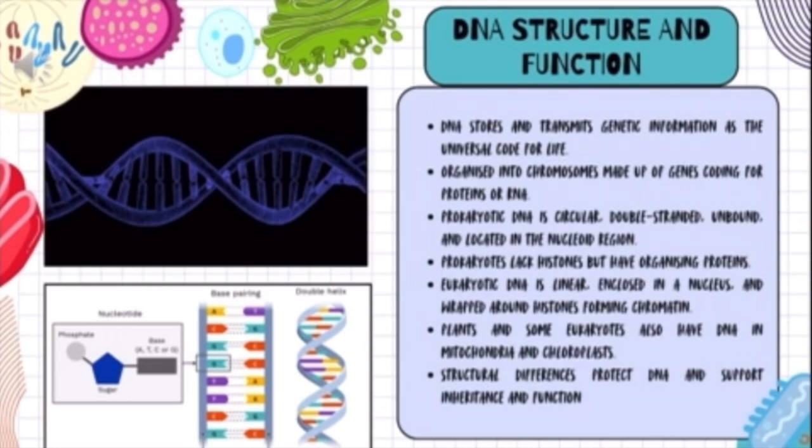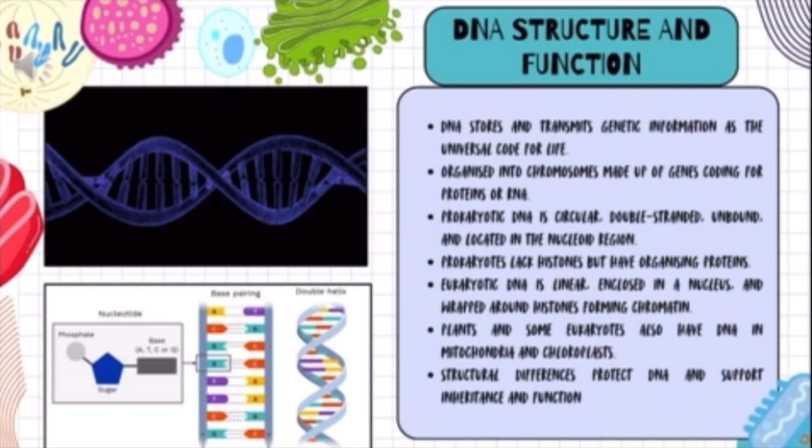Prokaryotes, the earliest and simplest organisms, have DNA that is unbound, circular, and double stranded, located in the cytosol within the nucleoid region. Although they lack histones, they do contain proteins that help organize their genetic material.